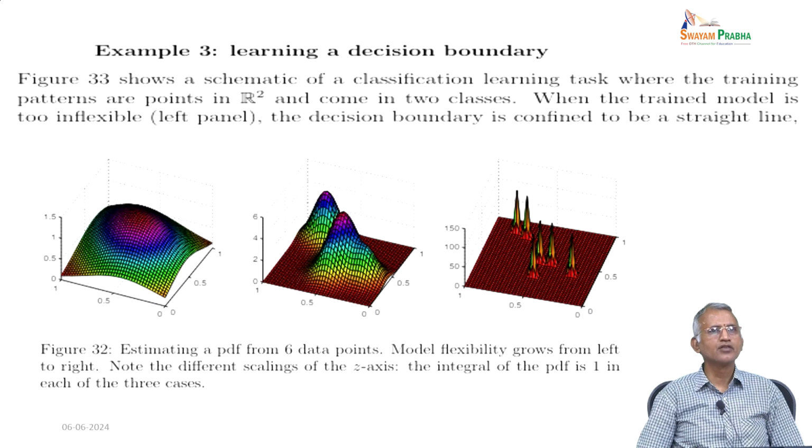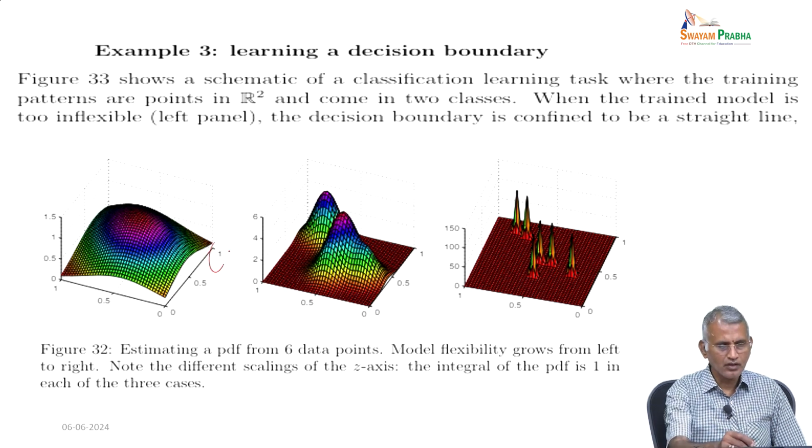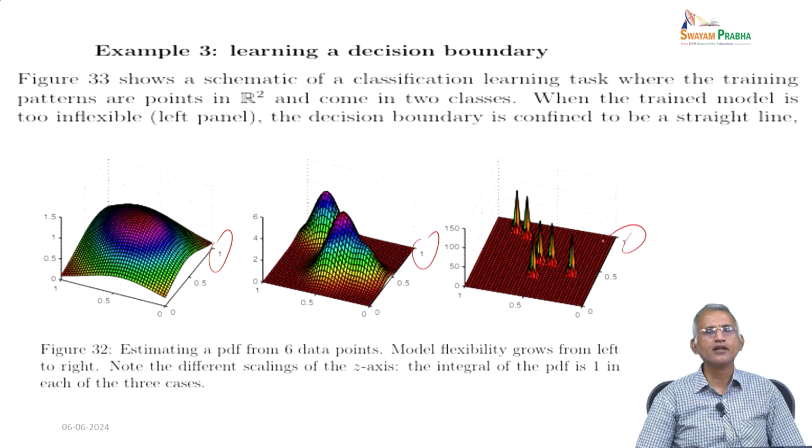Figure 33 shows a schematic of the classification learning task where the training patterns, the points in R squared, come in 2 classes. When the model is too flexible, the decision boundary is confined to be a straight line. This figure estimates the probability density function from 6 data points as model flexibility grows from left to right, and we also have to note the different scaling of the z axis. The integral of a PDF is 1 in each of the 3 cases.